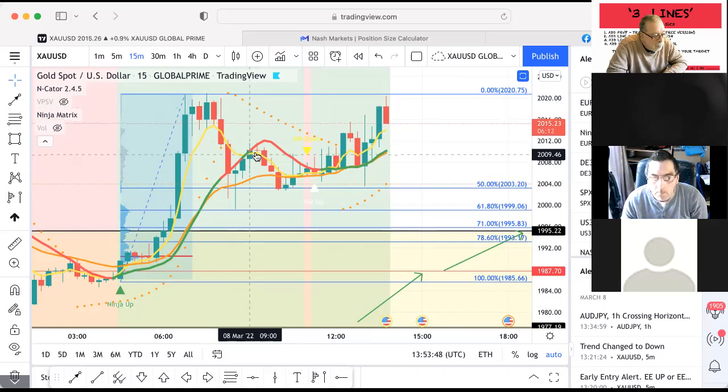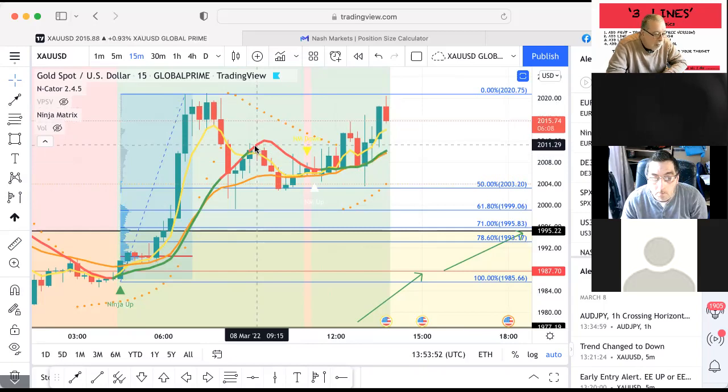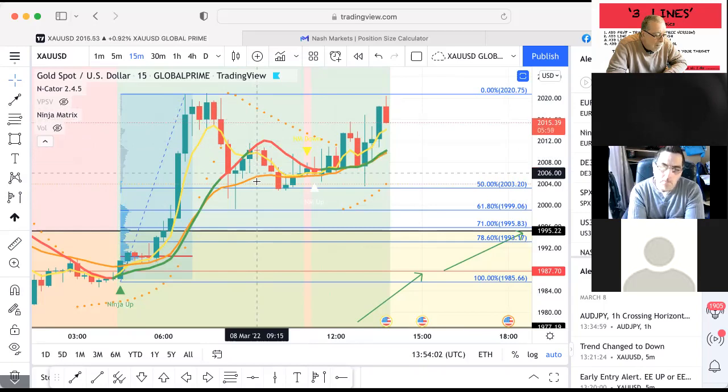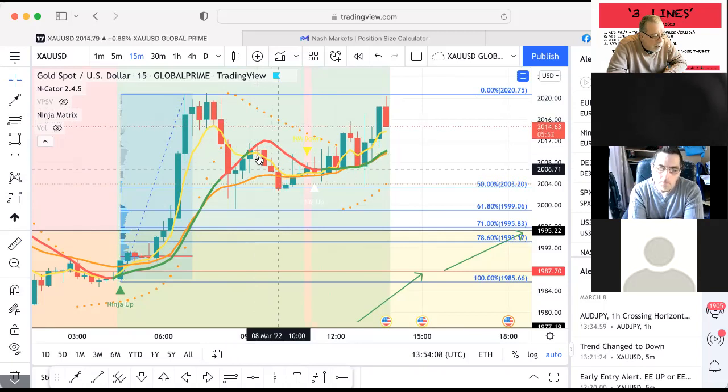The 5 was still below the 13, and the 13 was red. So I was getting mixed messages. I was getting PSAR above when it should be below. I was getting yellow below the red when it should be the other way around. So I stayed out of it, and sure enough, true to what Anastasia said, there was a pullback.